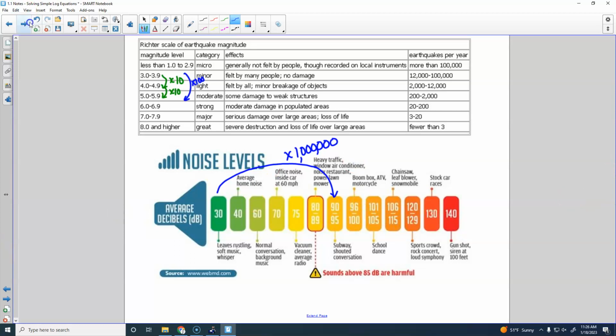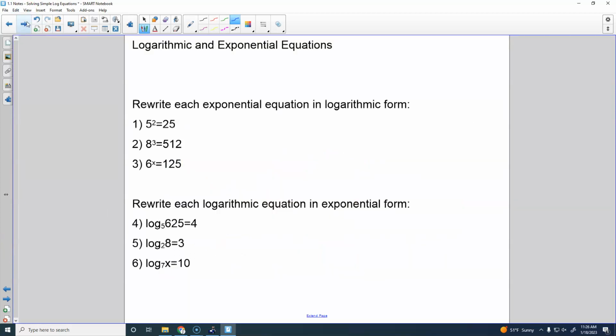So these are some examples where these apply. So let's just go from the very basic, rewriting log and exponential equations. So if I have, I'm going to call this b to the a equals x.